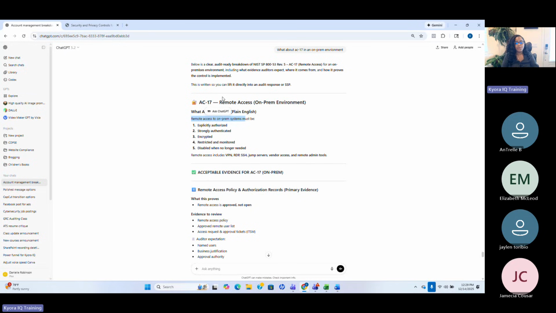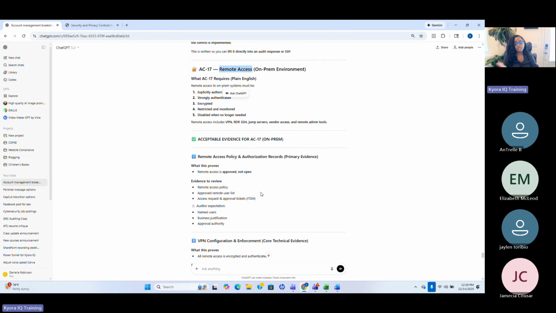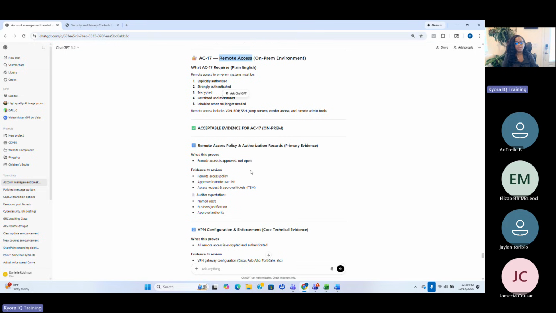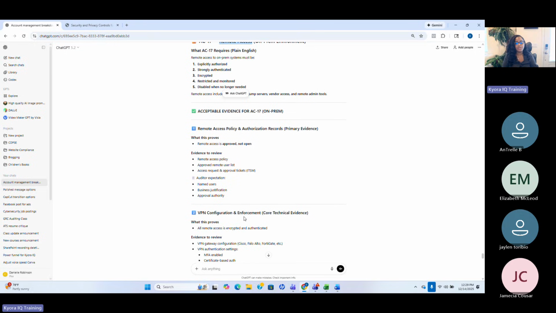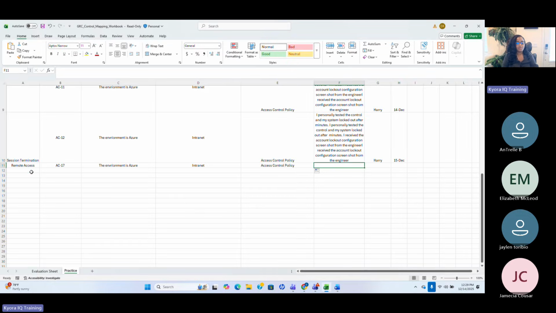So the remote access for an on-prem environment would essentially be the engineer showing that there is a VPN configuration and enforcement using whatever they use, whether it be Cisco, Palo Alto, or FortiGate. It's just a screenshot of that system implemented into the environment. So you would literally do the same thing.